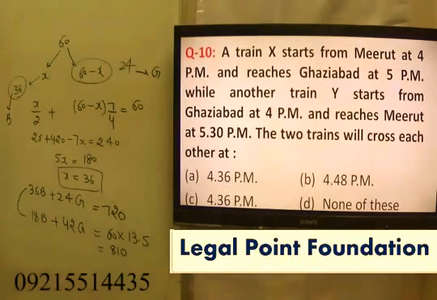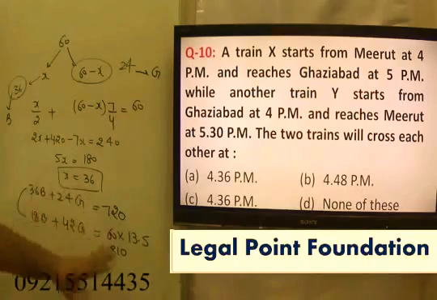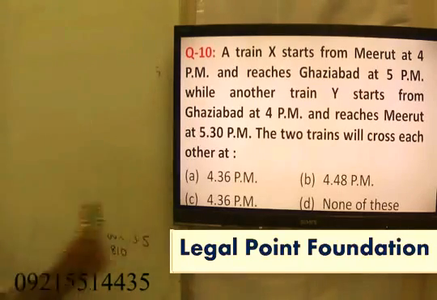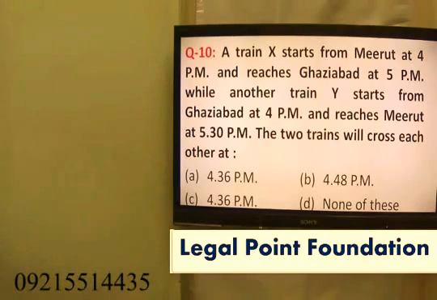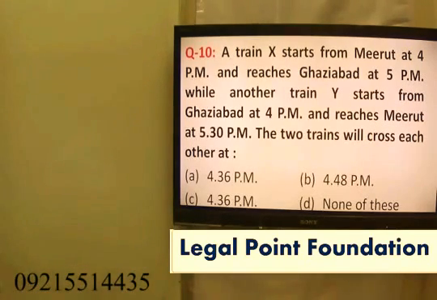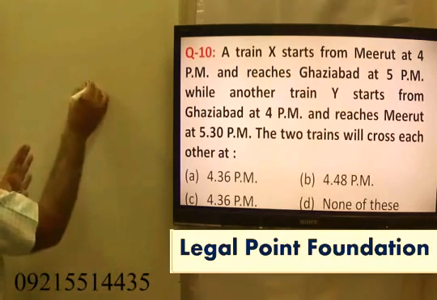Next we have question number 10 here. Now the calculation part is remaining that you can do. Statement number 10. What is given in this question? Time speed question. A train X starts from Meerut at 4 p.m. and reaches Ghaziabad at 5, while another train Y starts from Ghaziabad at 4 and reaches Meerut at 5:30. When the two trains cross each other, use the shortcut formula AB by A plus B.